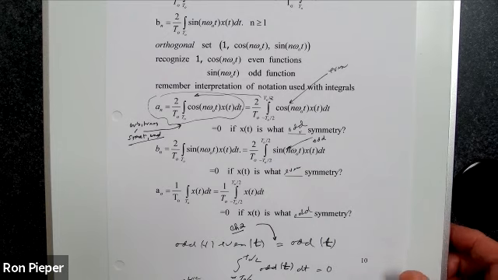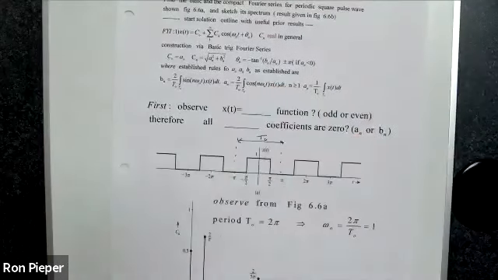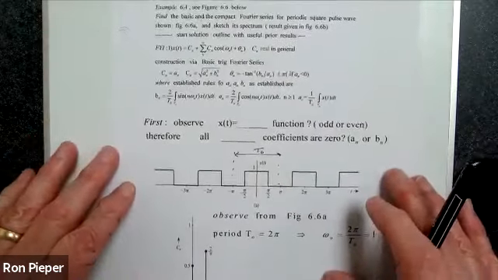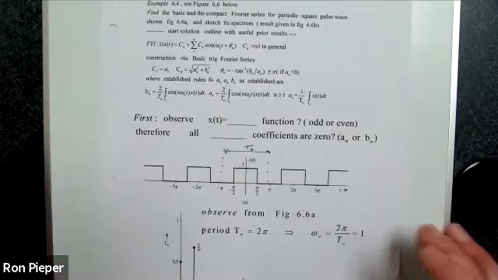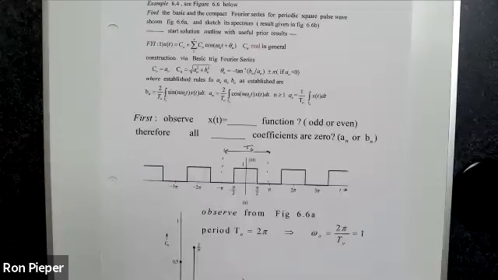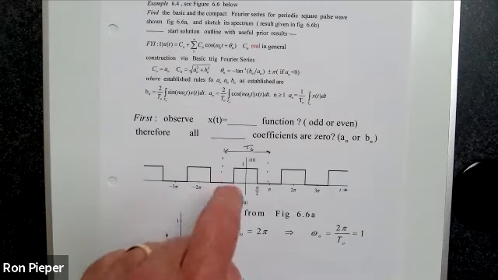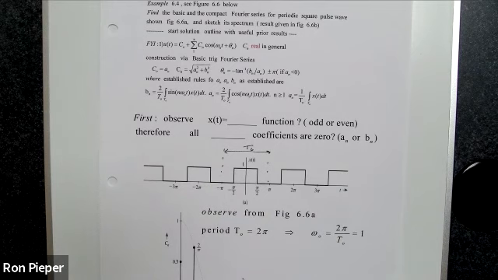All right, so let's see how this could be applied, and it is applied in this example 6.4. In this example 6.4, we're given this square wave type function as we see it here.